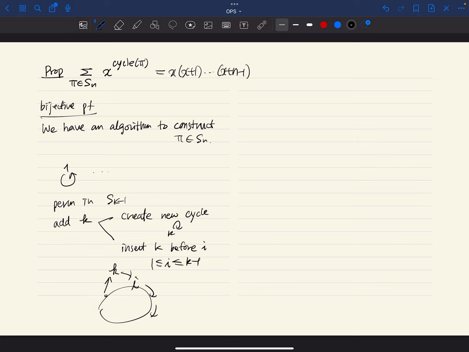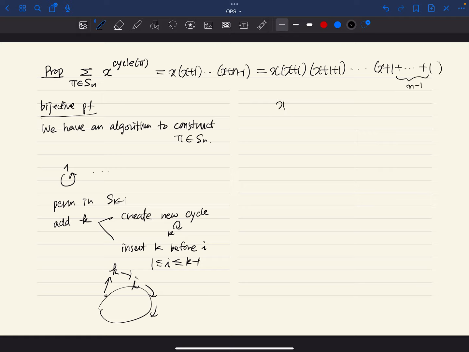So in each stage, we have several choices. We can do this, or we can do one of these. But that is exactly what we do when we expand this: x, then x plus 1, then x plus 2, and so on, up to x plus n minus 1.